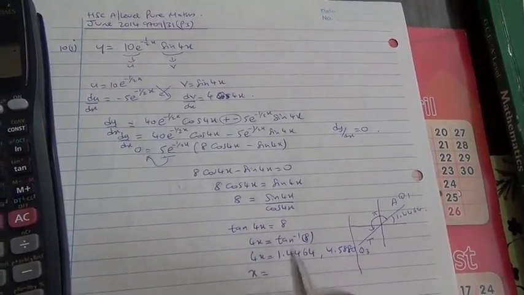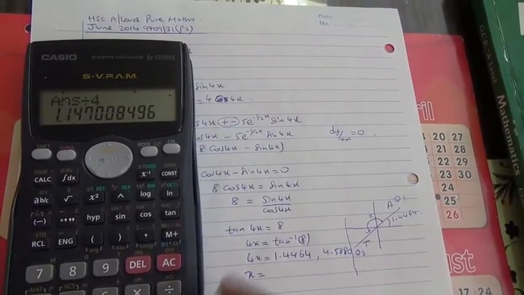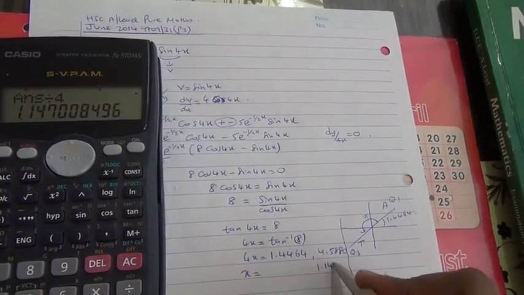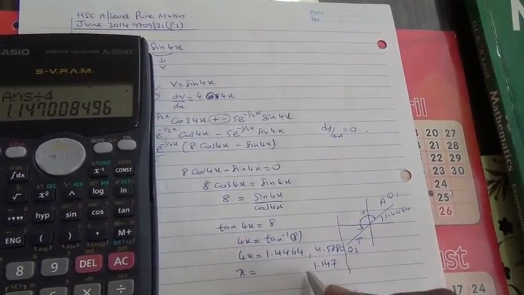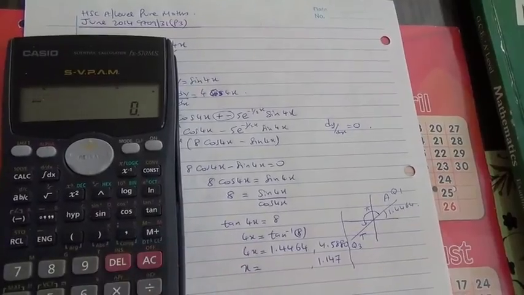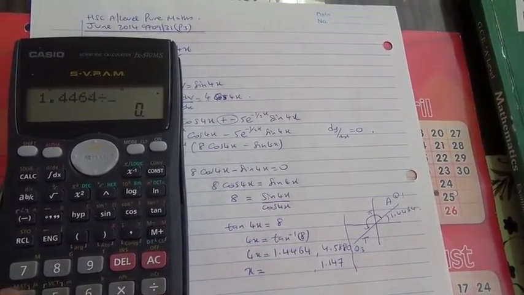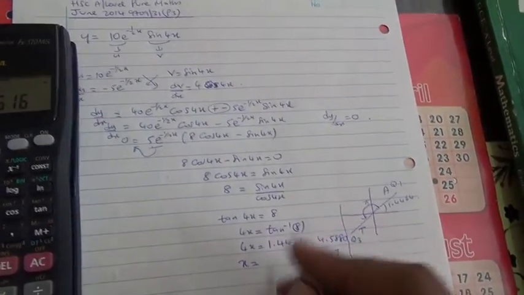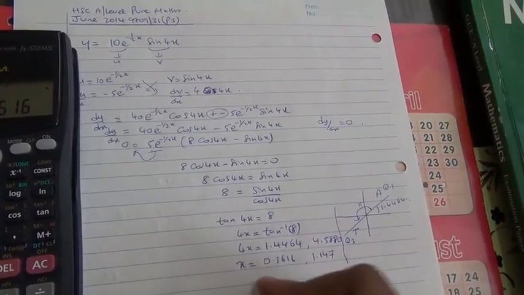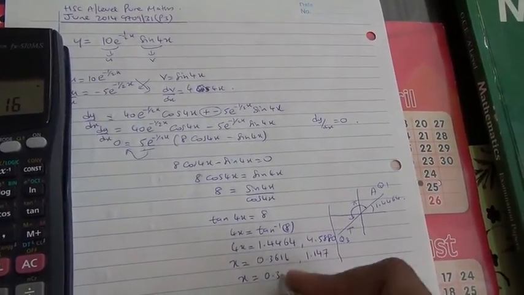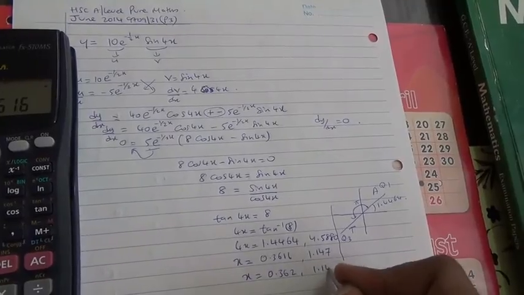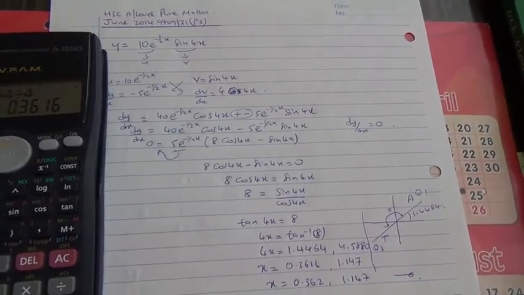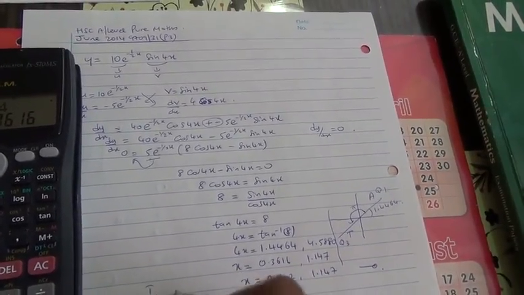So x is going to be this divided by 4. That's going to be 1.147, and for this one, 1.4464 divided by 4 is going to give you 0.3616. Therefore, to 3 decimal places we have 0.362 and 1.147. So here are the two values for the x-coordinates of t1 and t2.